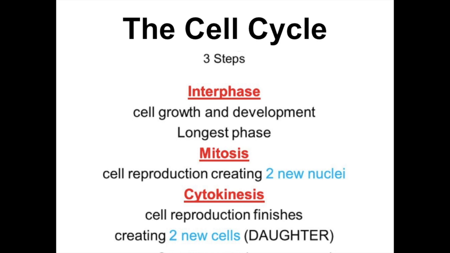The cell cycle contains 3 steps: interphase, which is cell growth, copying of DNA, and more growth. Then we have mitosis, which is the ripping apart of the chromosomes. And then we have the actual cell pulling apart and separating, going from 1 cell to 2 cells.